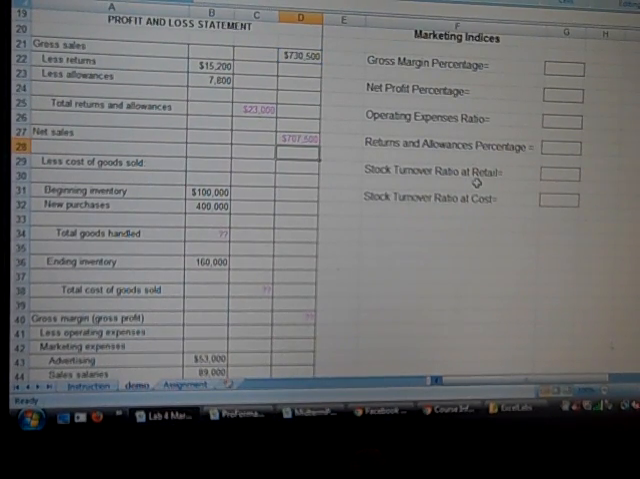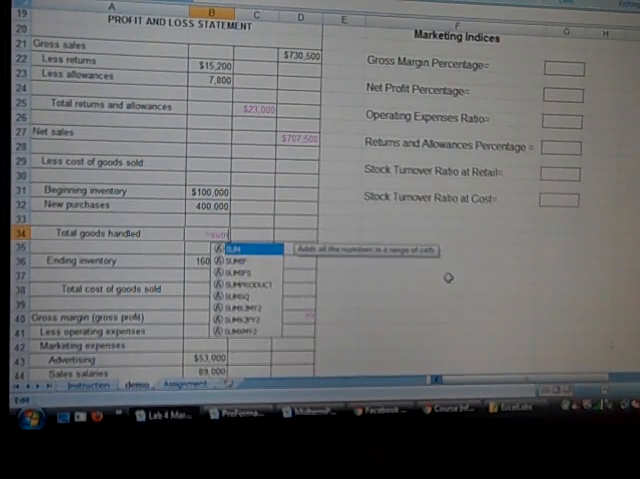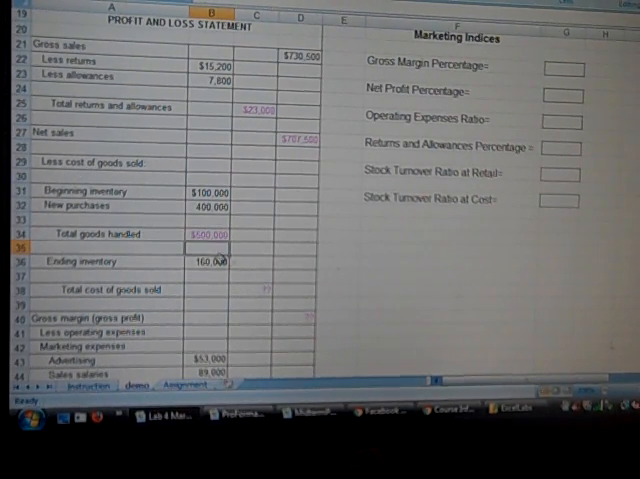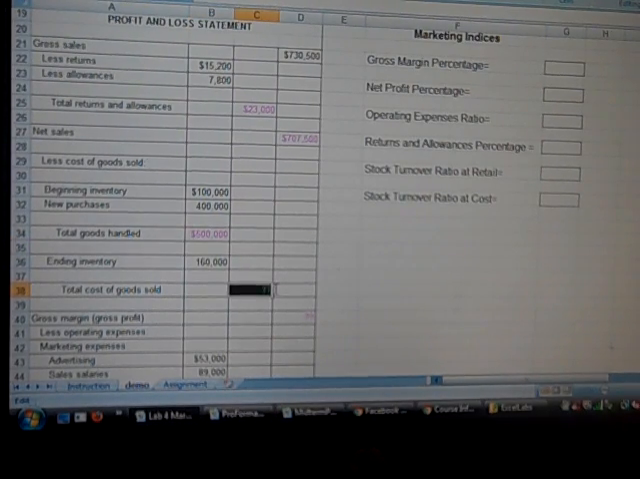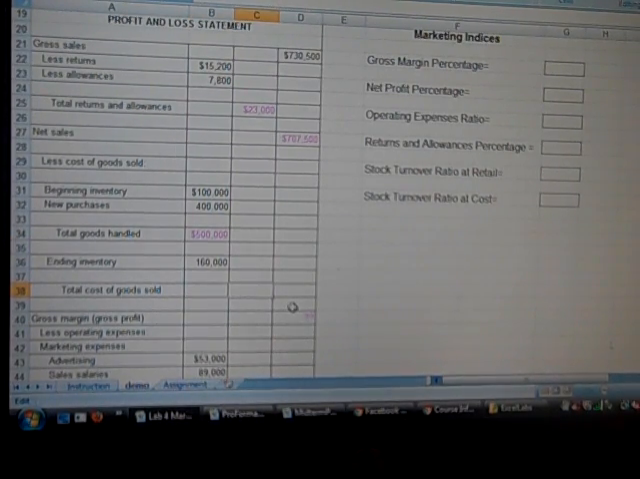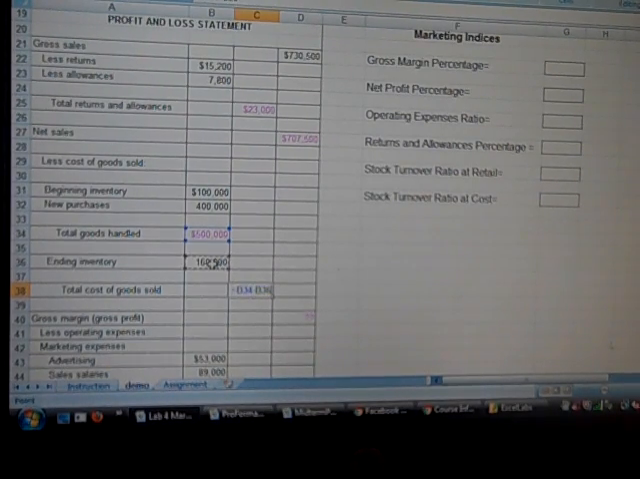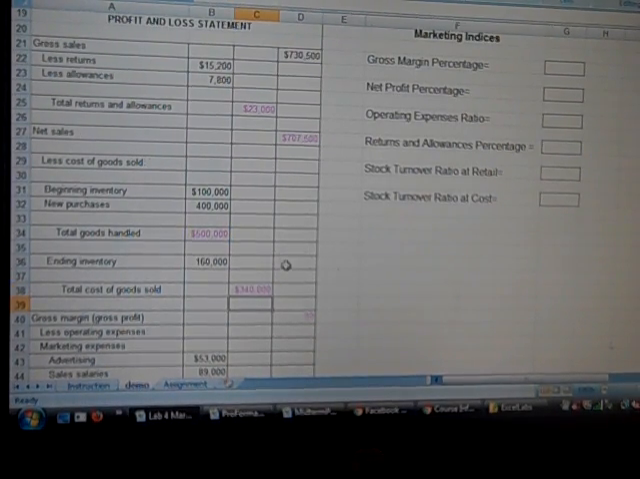Okay, and that gives you 707,500. To find total goods handled, you just do the same here. So sum, and then get the rest of these. Okay, and then total goods is 500,000. And then we go to total cost of goods sold, and this is just going to be your total goods handled minus your ending inventory. So that's this minus your ending inventory, and you get 340,000.